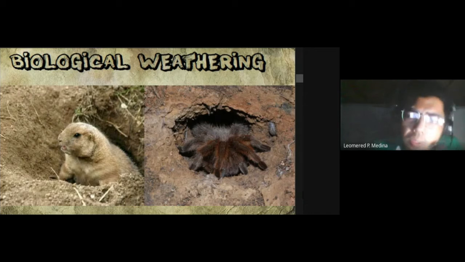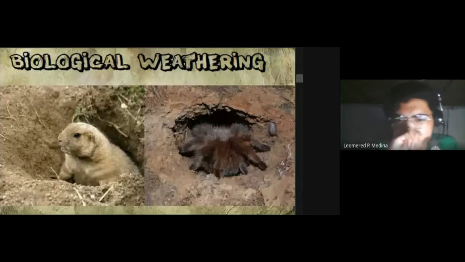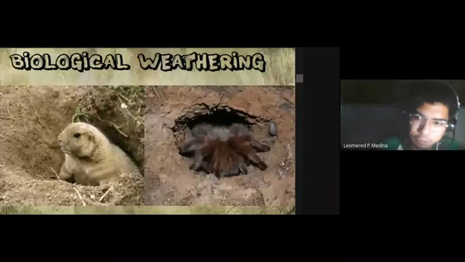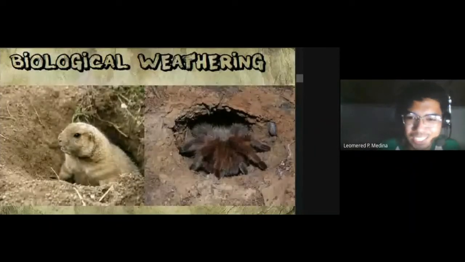Actually, even humans could induce biological weathering whenever we are walking on specific paths. If you have been to the National Museum, you can actually observe there that some of the stairs are quite eroded or somewhat weathered because of the steps of the people visiting these locations. Okay. So those are actually some of the examples of biological weathering.